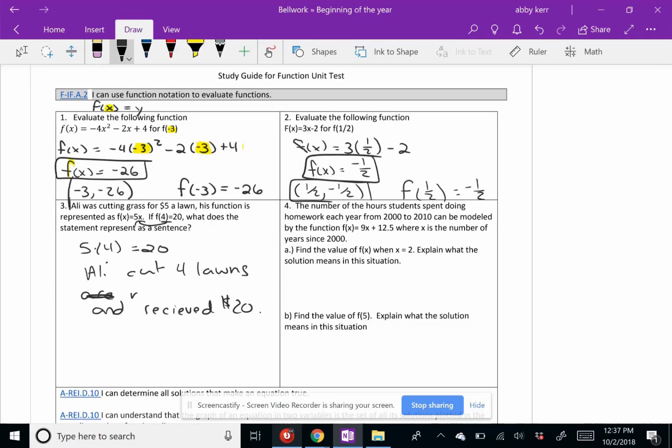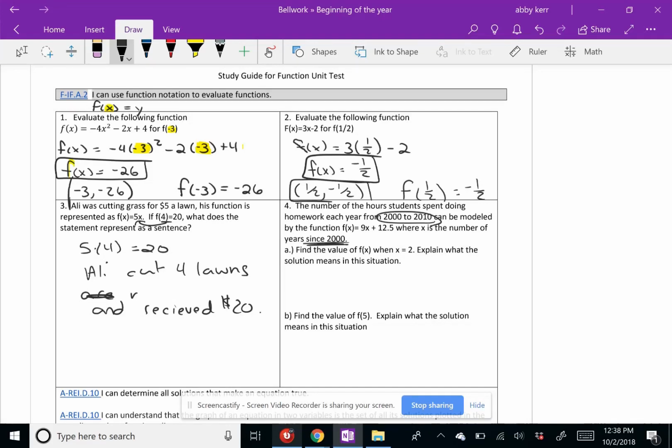For number 4, it's a little trickier, but it's the same idea as number 3. So I gave you a function f of x equals 9x plus 12.5, representing how many hours students spend doing homework. A lot of you get confused with the 2000 to 2010. Honestly, that is just sometimes when you calculate data, you want a certain time stamp, and for this, it was just 2000 to 2010. So x is the number of years since 2000, so that's a very important part.